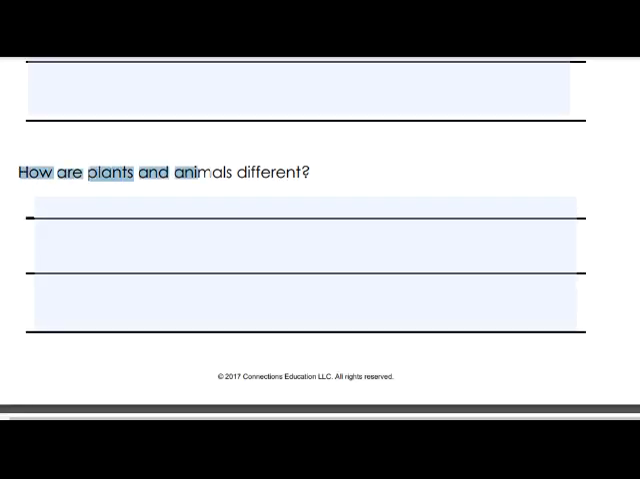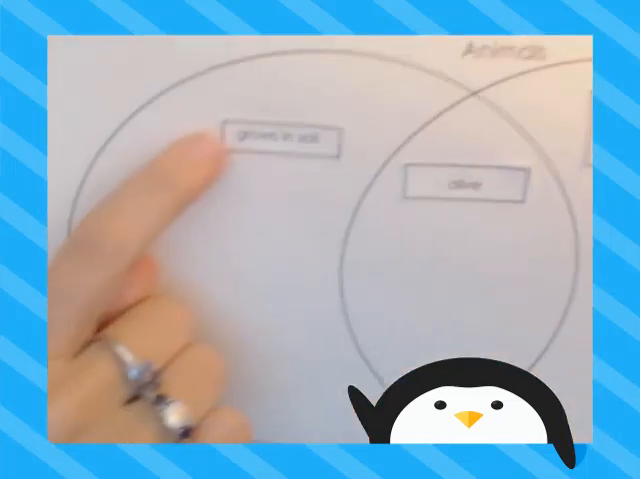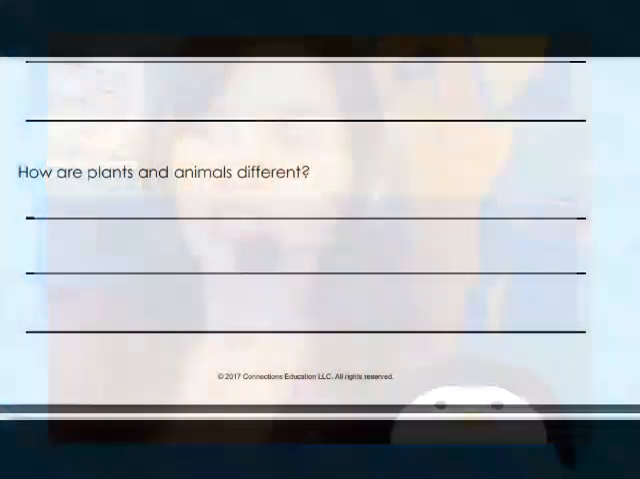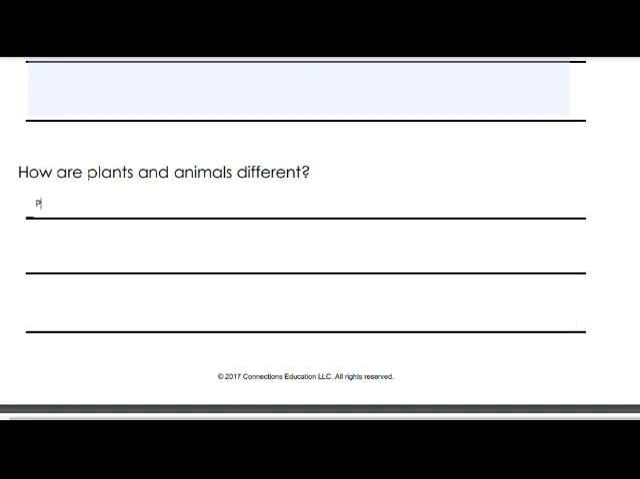Let's look at the next question. It says, how are plants and animals different? I know one of the things I have is that plants grow in soil. Animals definitely do not do that, right? So that's a difference. I could add that to my worksheet now. Plants grow in soil. Animals do not.